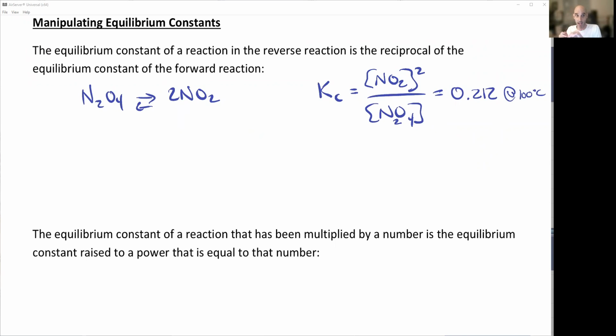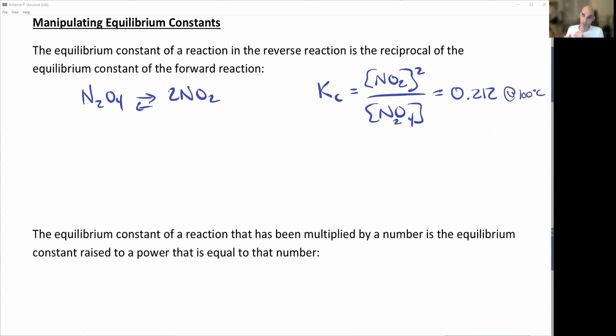So is this product or reactant favored? 0.212 is the value. This is reactant favored because it's a small number. The smaller the number, the more reactant favored it is. If K is equal to 1, what's the ratio of products to reactants? It means equal numbers on the top and on the bottom, so it's 50-50. It's 50% of each, right? So 0.212 means we have about 80% reactants, 20% products, or something like that. Anyway, so this is what I have for my Kc.